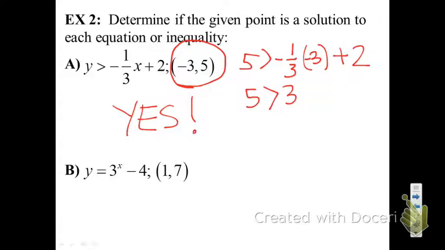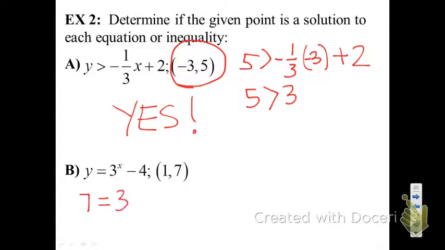Okay, so we go down to B. Do you guys want to try this without me, or do you want me to walk you through it? Well, that was an inequality because it gave you an inequality. What do we have on B? An equals, so we have an equation. So who can tell me how I substitute this in? Taylor, go. The 7 is the Y.